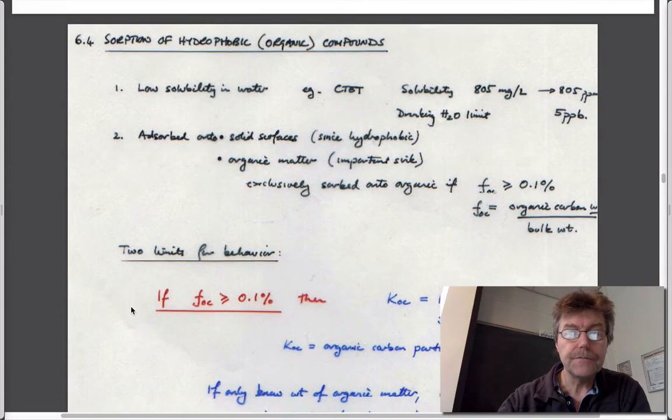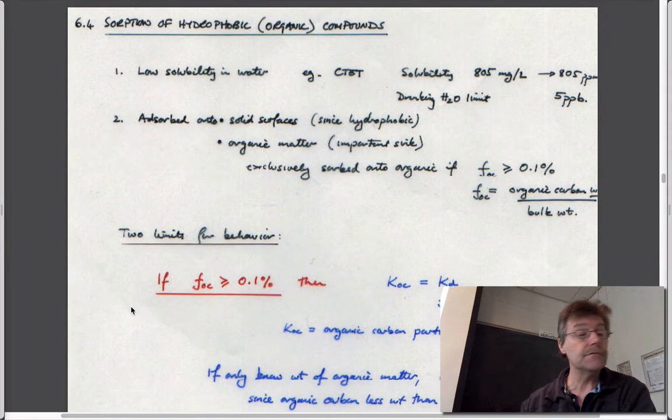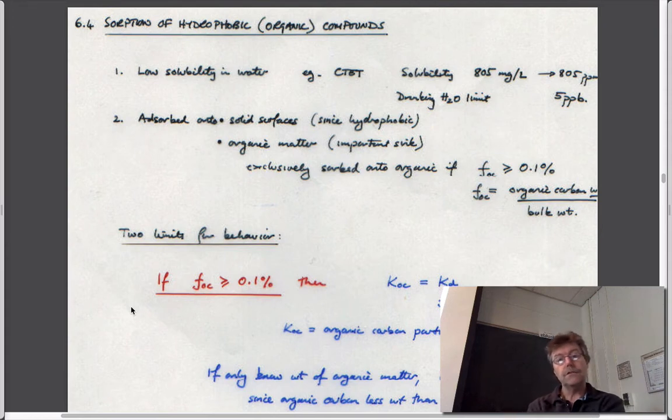And so the first is this. How do we calculate what KD is to be able to calculate what the retardation coefficient is?